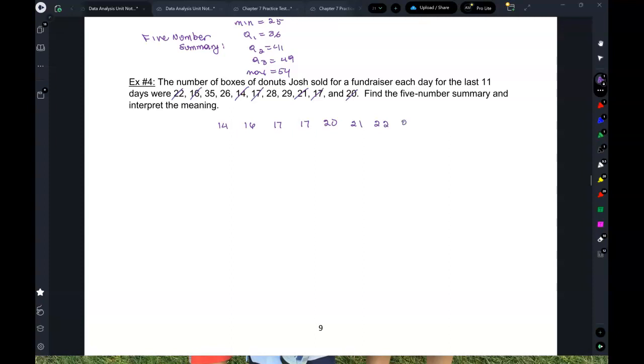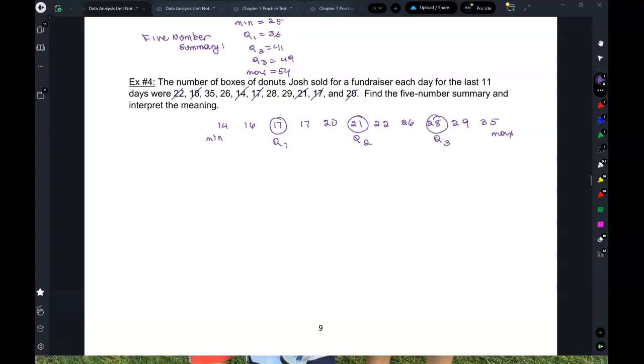26, 28, 29. Then there is a 35. And then, okay, so it's 11. Count to make sure that you've got all 11 here, because you don't want to lose any data points. Okay, so this is the minimum. This is the maximum. If there are 11 total, exactly in the middle, so this 21 is Q2. What's Q1? The first 17. And then the 28, Q3.